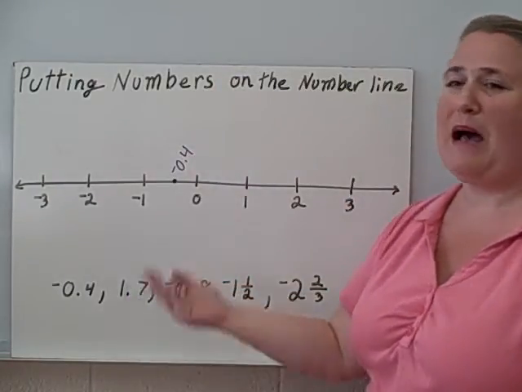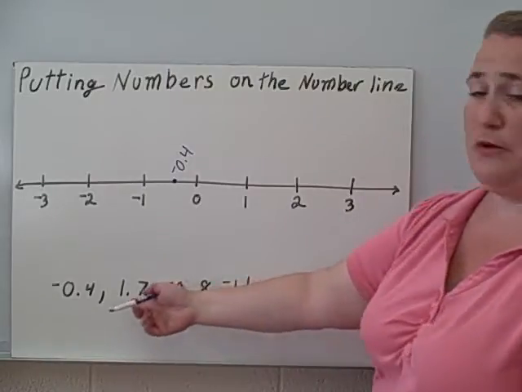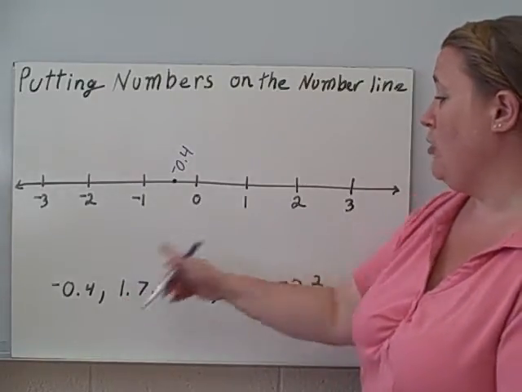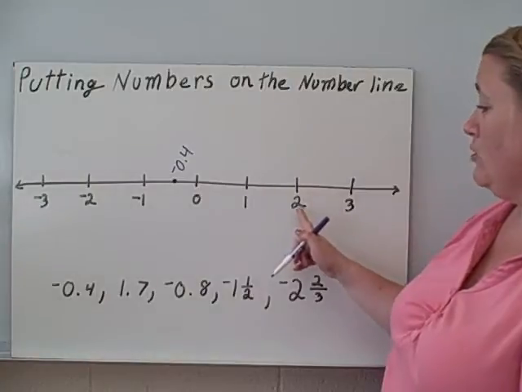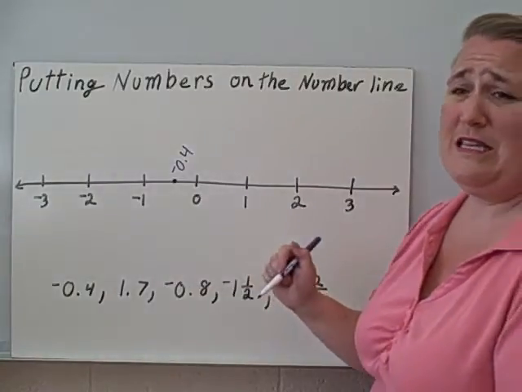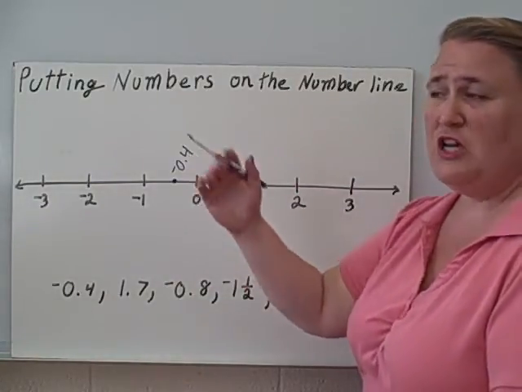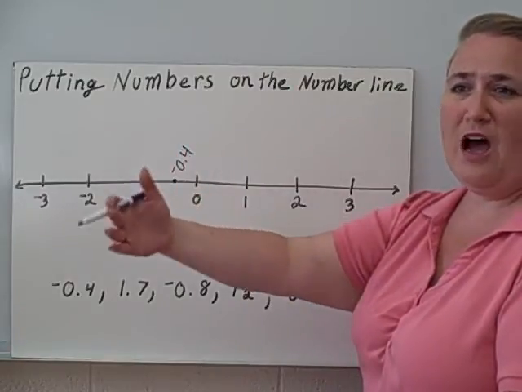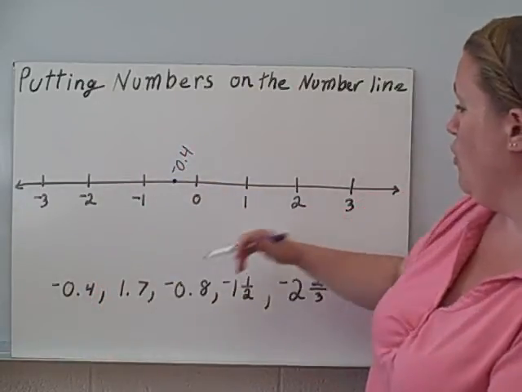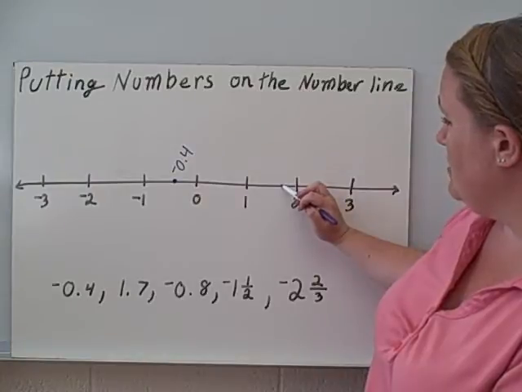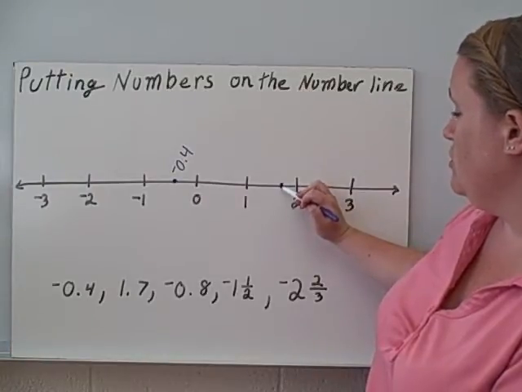1.7. Well, this is a positive number, so it should be pretty easy to put on. We know that it's larger than 1, smaller than 2, and 0.7 is pretty close to like 0.8, 0.9, which round up to the next whole. So we know that it's going to be closer to 2.